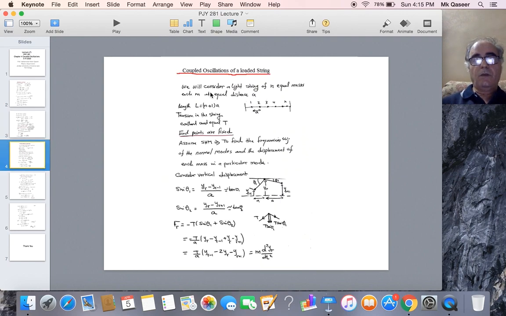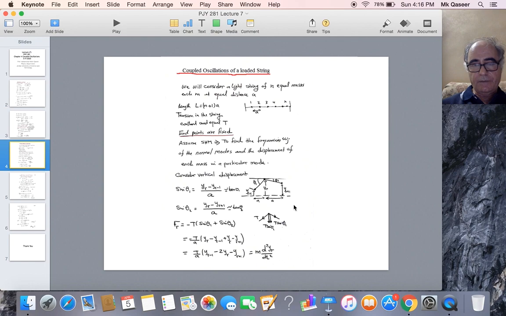Now let's move to the coupled oscillations of a loaded string. The loaded string consists of n particles with fixed ends. This is particle 1, 2, and assume that the separation between the particles is constant, equal to a, and we set this in motion, assuming that the tension also is constant through this string. Now let's find the equation of motion of the rth particle.